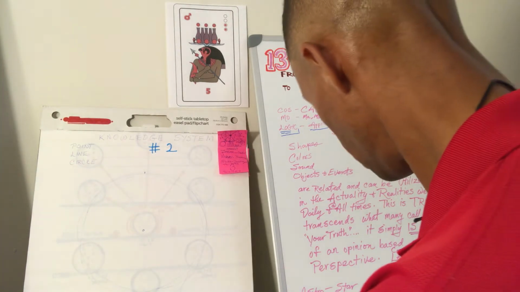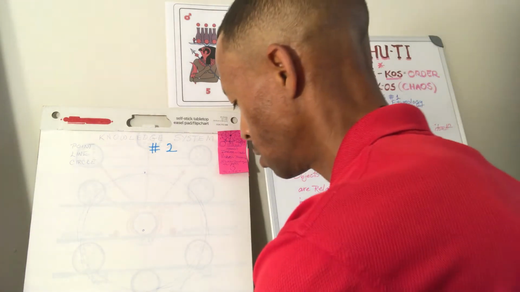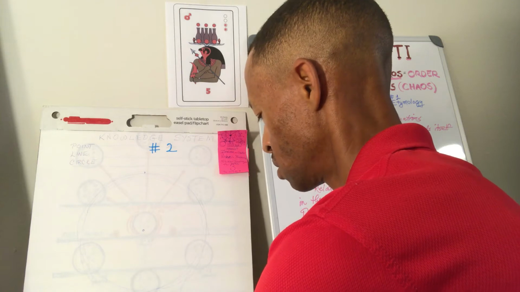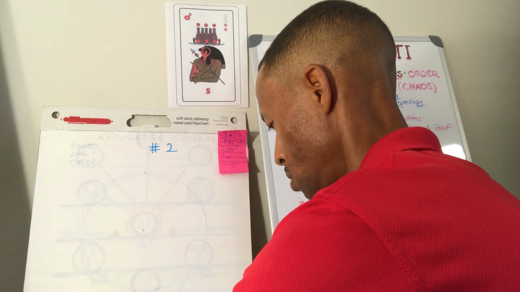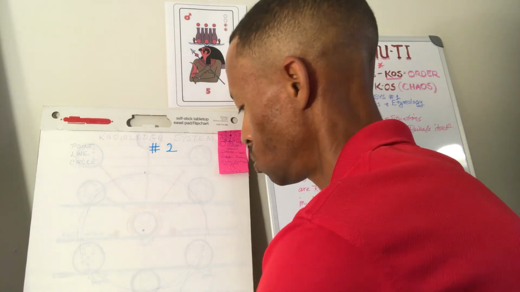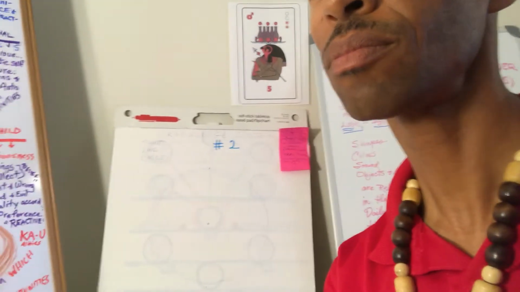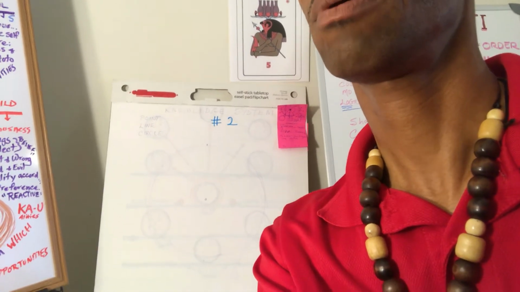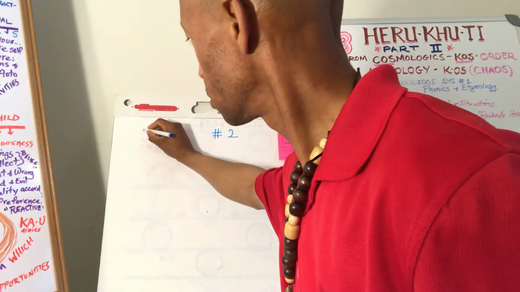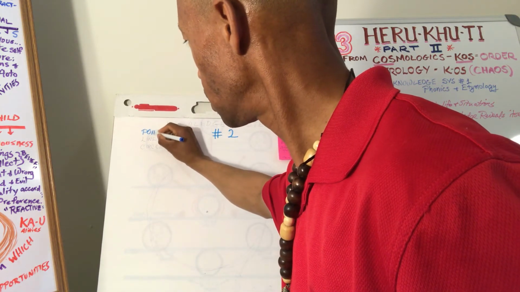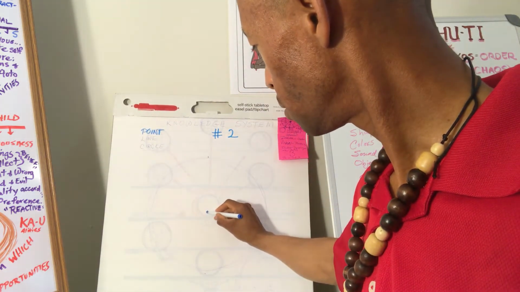Let me find the appropriate pen so that we can get this thing on the road. I'm going to get some colors so that the camera can pick it up. I'll get a blue, a red, and a green. Let's see what we can do with that. All right, now let's take a look. The point, P-O-I-N-T. I'm going to make a little dot right here.